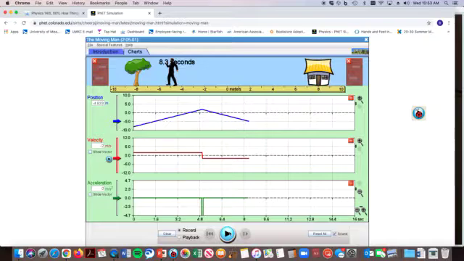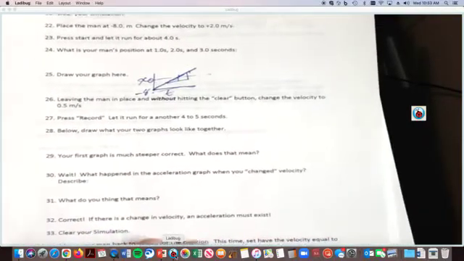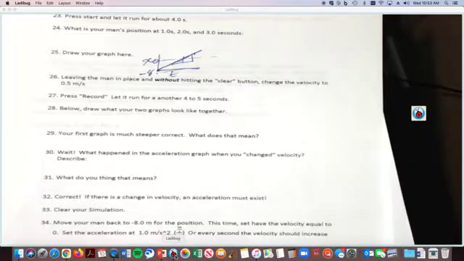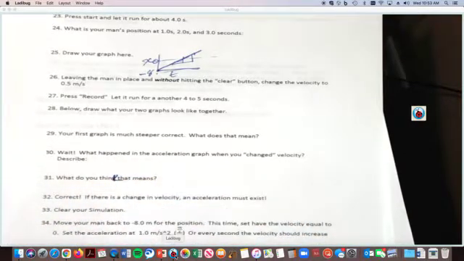Now, I'm going to walk you through real quickly what it looks like, and then I'll go to the charts and stuff that we're going to do. You'll just follow along one more time with what it says here. What do you think that means? How about, what do you think, Nimrod? If there's a change in velocity, there has to be a change in acceleration.